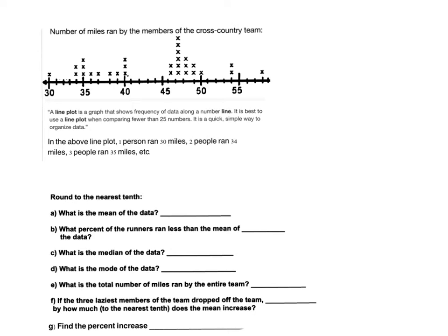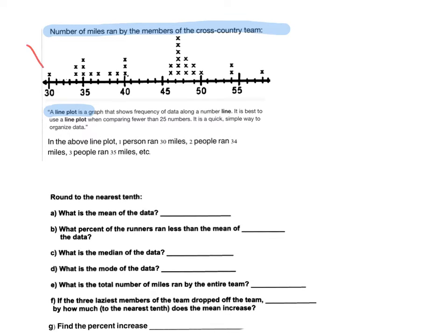The next problem gives you what we call in statistics a line plot. And here this line plot corresponds to the number of miles ran by members of a cross-country team. And if you look at your line plot, basically all it is just a number line where each data value is marked with an X.